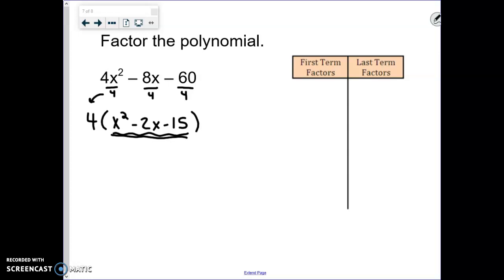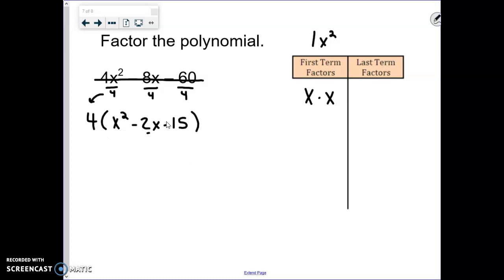So again, I'm not going to look at the original polynomial here. I'm done with that. All right. As a matter of fact, I'm going to put a line through it. We're done. We're going to look at this one right here, the x squared minus 2x minus 15. So again, factors of the first term are 1x squared. Well, that's just x and x, okay? And then the factors of the last term, which would be your negative 15.